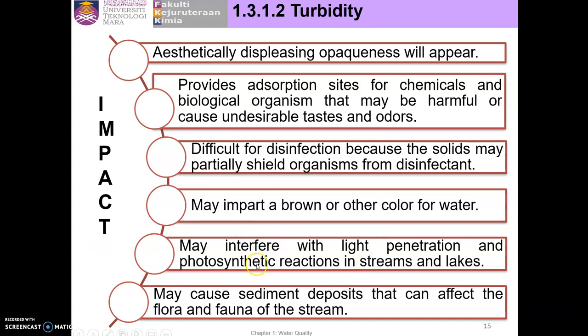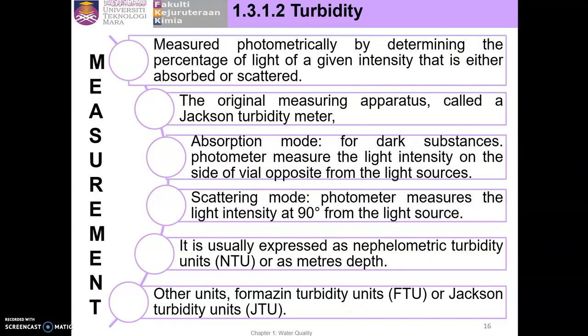Okay, this is for example because lake and stream of course akan ada flora inside. So when the light from sunlight cannot penetrate, so tak akan berlaku photosynthesis. And lastly, may cause sediment deposits that can affect flora and fauna of the stream. So turbidity measurement, again photometrically tadi, by using light. Okay, so the unit for turbidity is NTU.